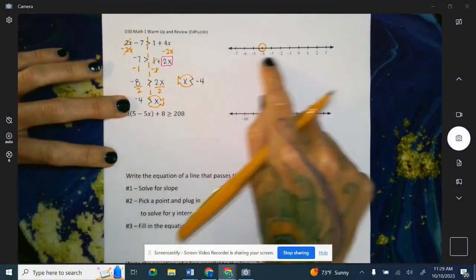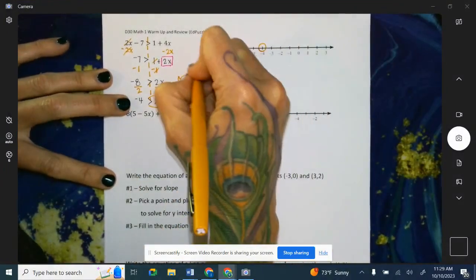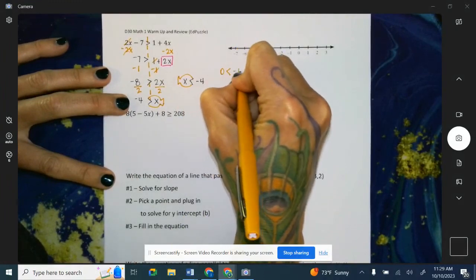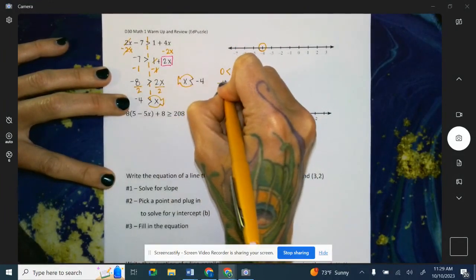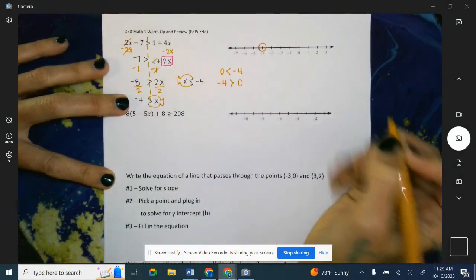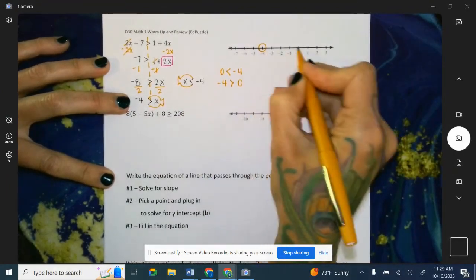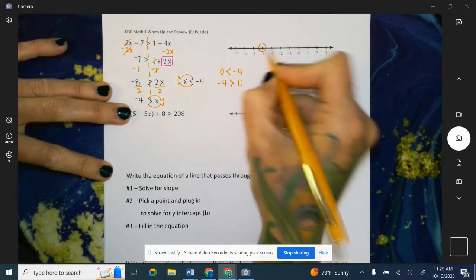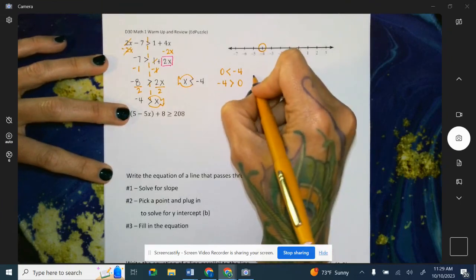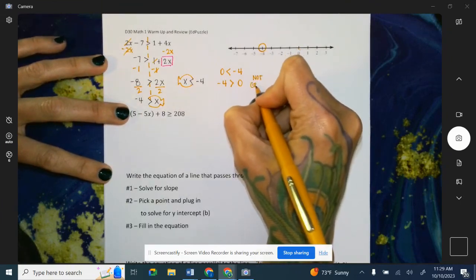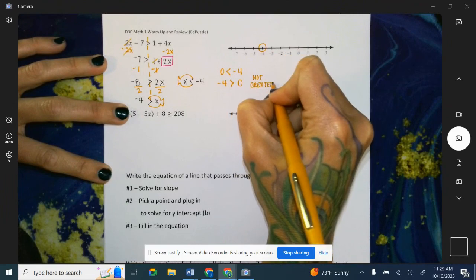And then you can choose a test point. So like I've always said, I like 0. Is 0 less than negative 4? Or if we did it the other way, is negative 4 greater than 0? Is this greater than that? Having no money is a better situation than owing $4, so not greater. So that's a no-go.